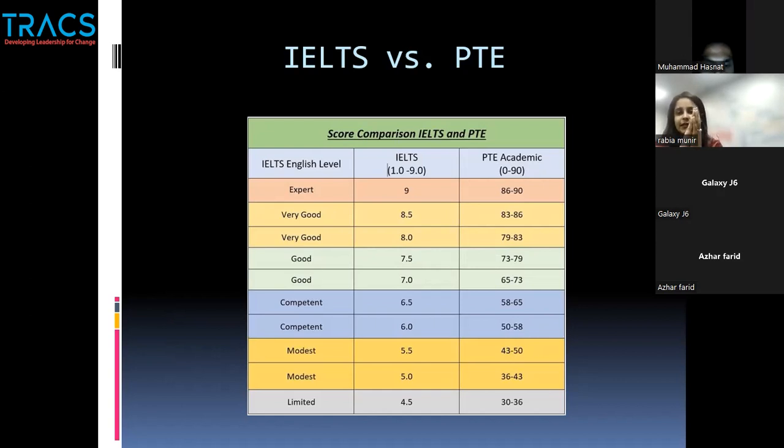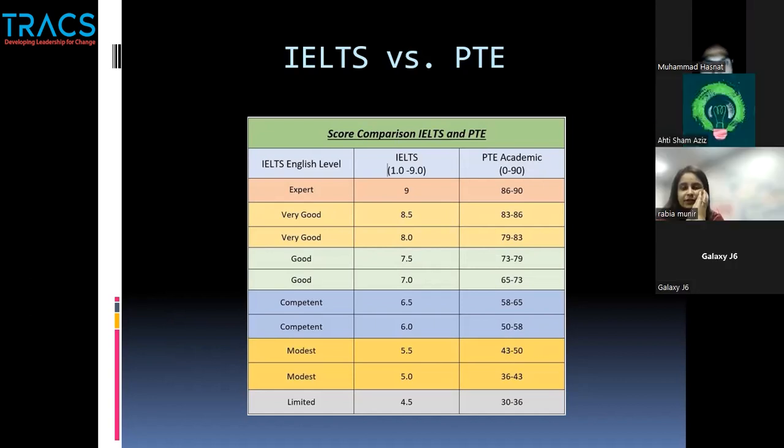अगर आप IELTS देते हैं और फिर आप उसको PTE से compare करते हैं, then how much marks do you require? So if you are getting, for instance, 73 to 79 scores out of 90 in PTE, it means you are at good level of English and you are scoring 7.5 in IELTS. अगर आप इसको convert करके देखें, okay? So then competent score would be 6.5, which is 65, 55, 58 to 65 in PTE.